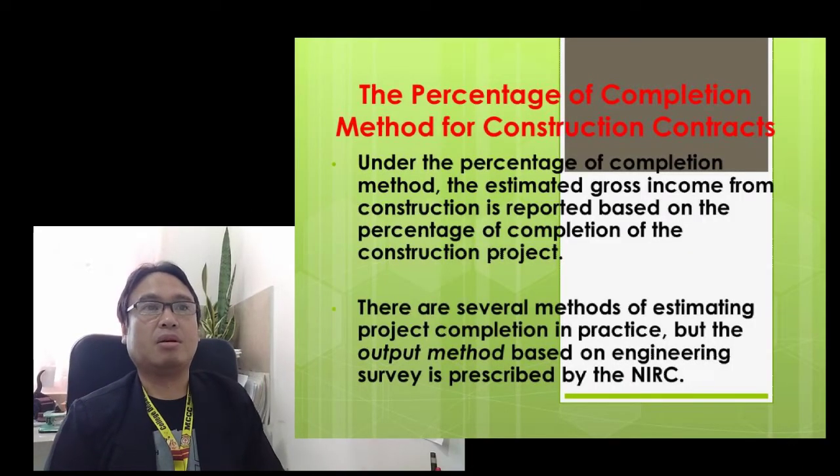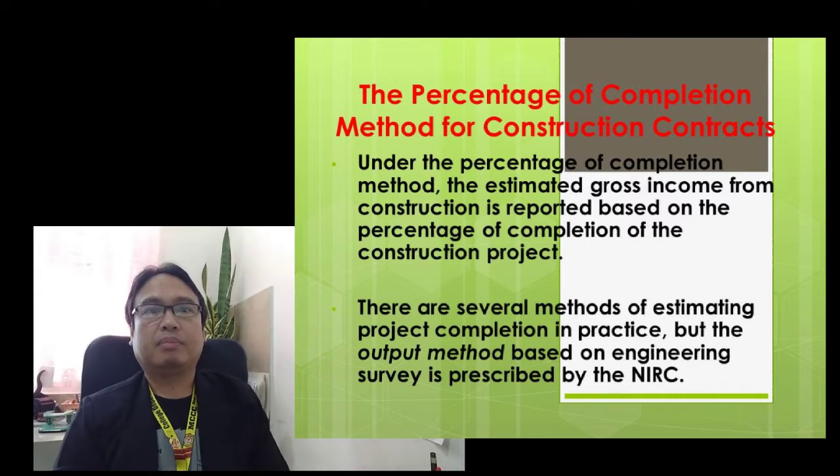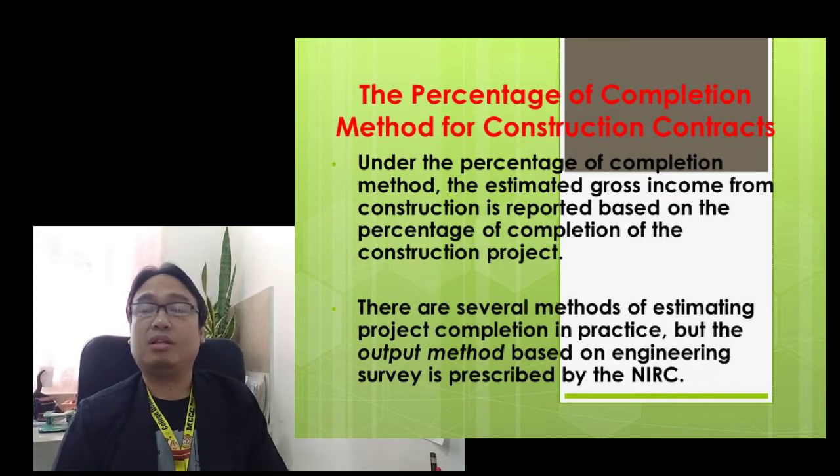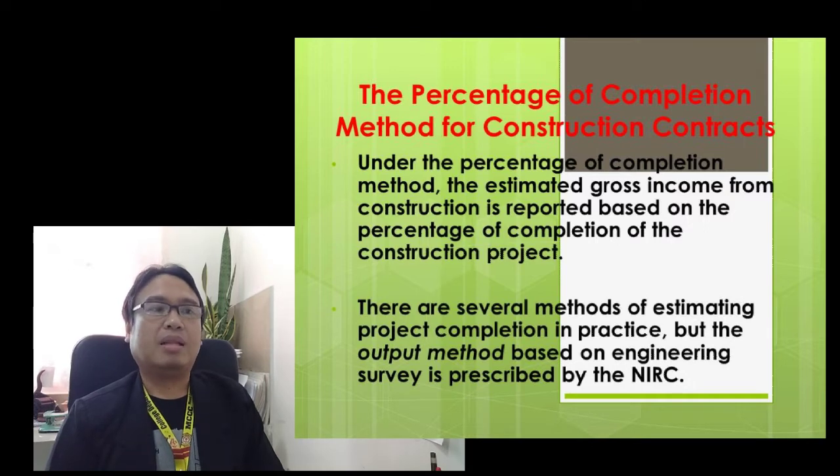The percentage of completion method for construction contracts. Under the percentage of completion method, the estimated gross income from construction is reported based on the percentage of completion of the construction project. There are several methods of estimating project completion in practice, but the output method based on engineering survey is prescribed by the NIRC.